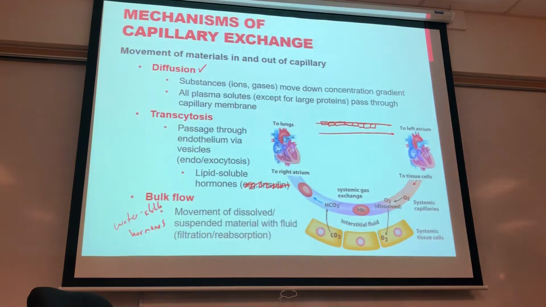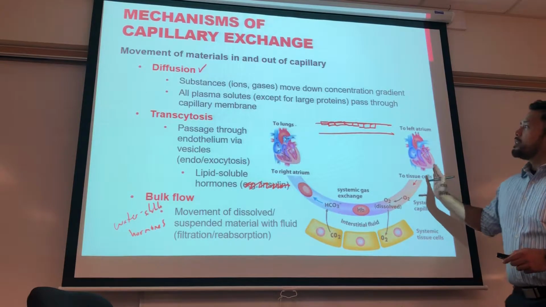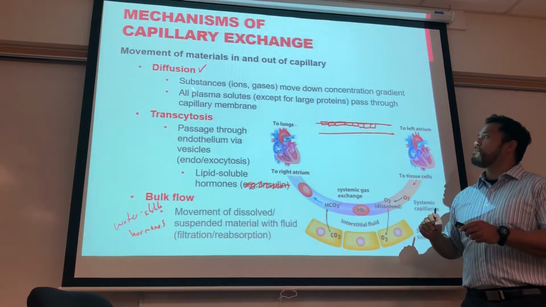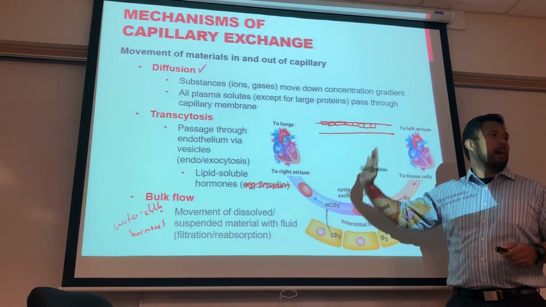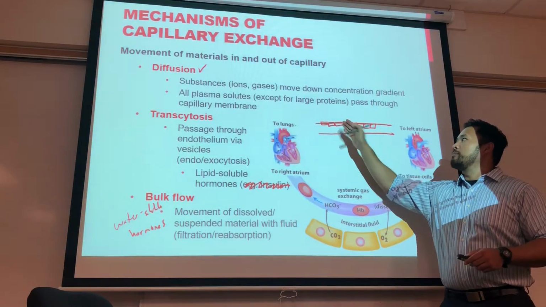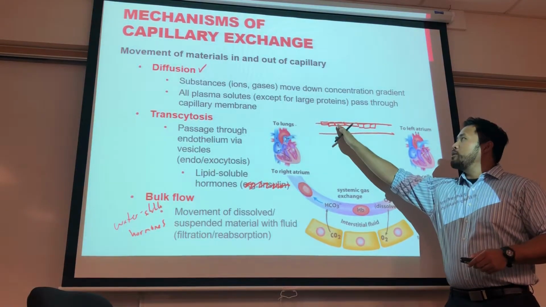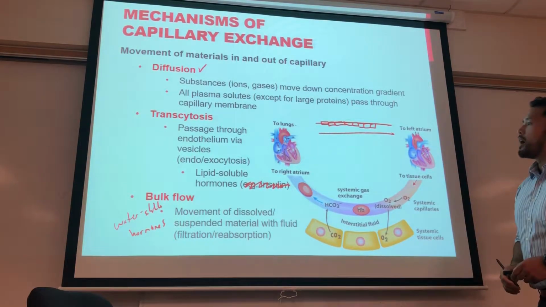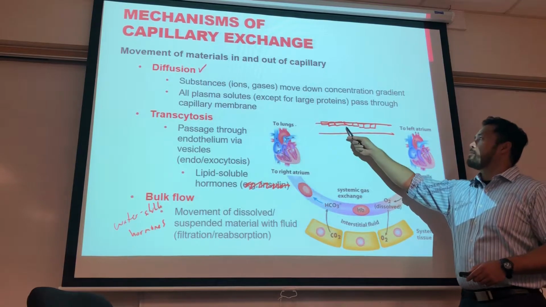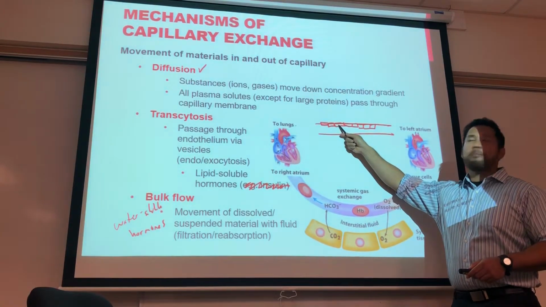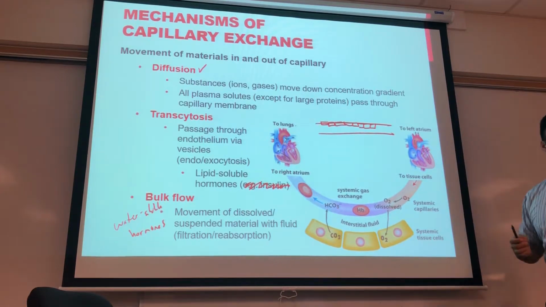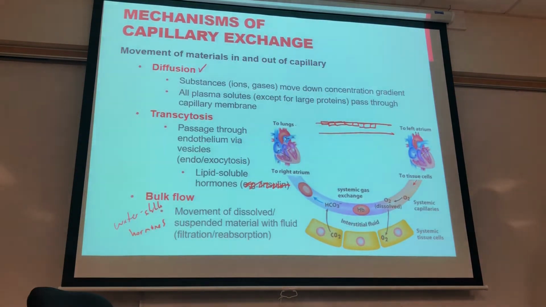Yeah, transcytosis, exactly. Transcytosis is the movement of stuff through the cell. If diffusion is stuff moving down its concentration gradient, whether it moves in between the cells, diffusion is just through the cell. And basically, if you were to take large molecules, they have to be able to pass through the cell membrane and pass out the cell membrane again. Okay? Does that help?